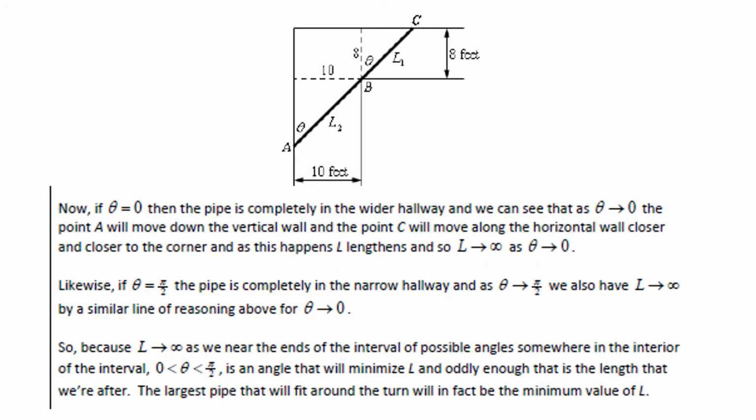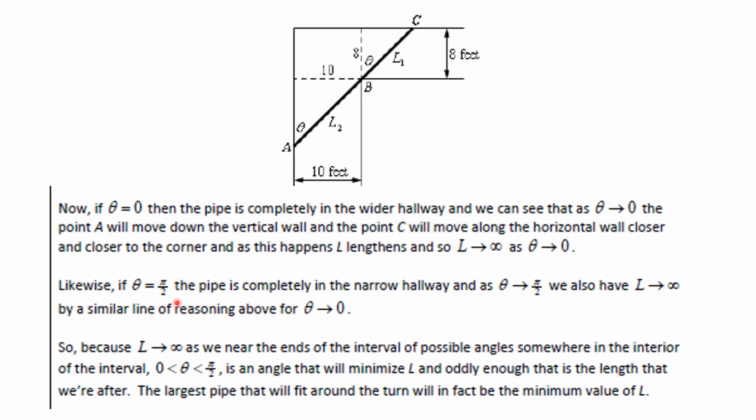Now we're going to introduce an angle, theta, because this angle plays a key role. If theta was equal to 0, then the pipe is completely in the wider hallway. And we can see that as theta tends to 0, the point A will move down the vertical wall, and the point C will move along the horizontal wall closer and closer to the corner. As this happens, L lengthens. So L will tend to infinity as theta tends to 0.